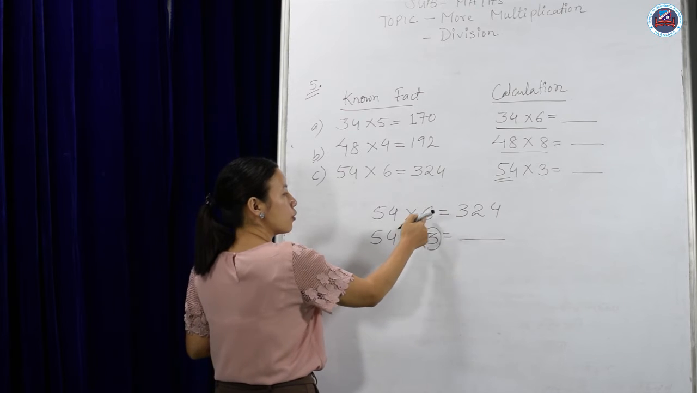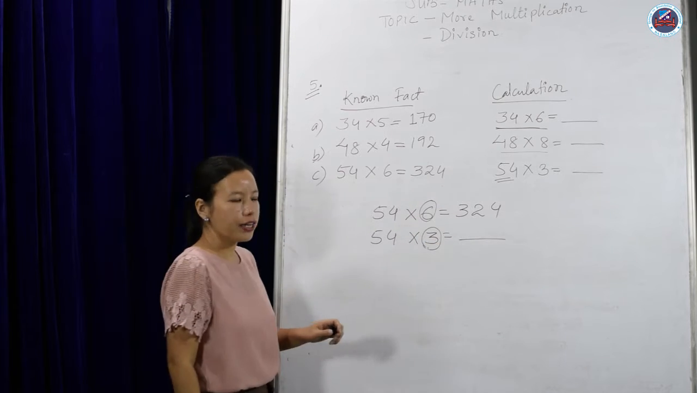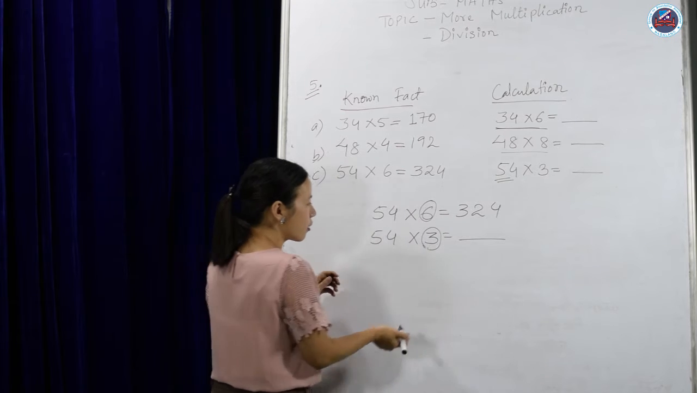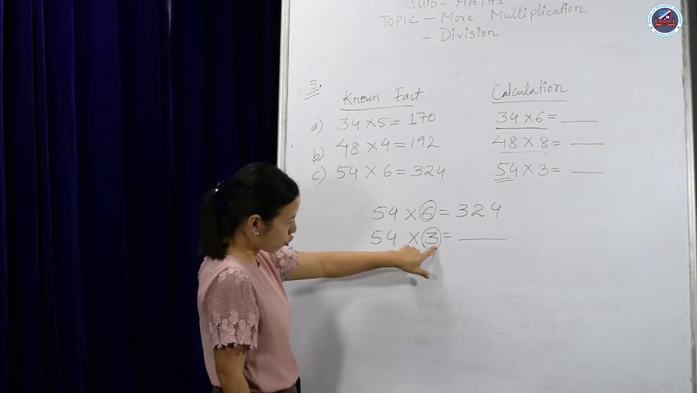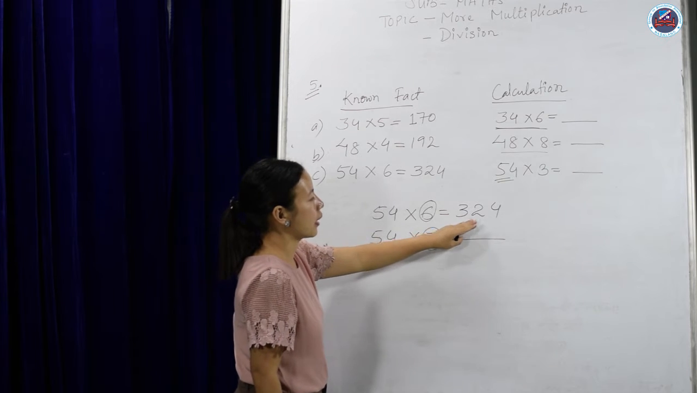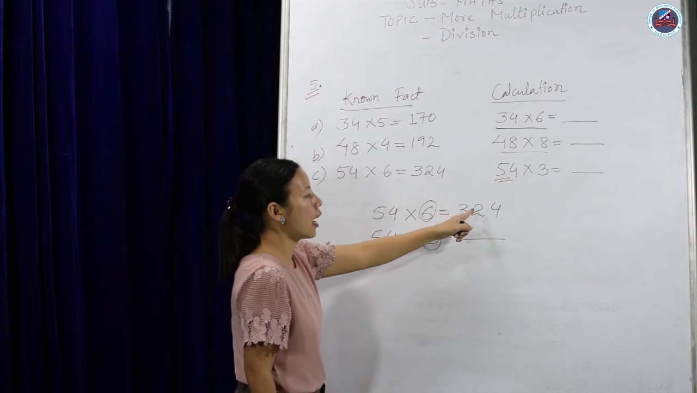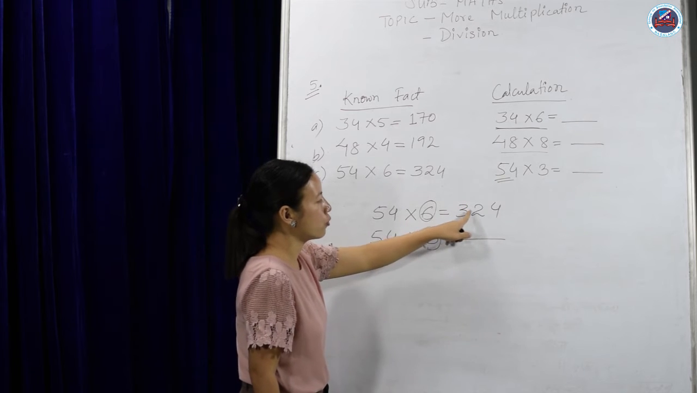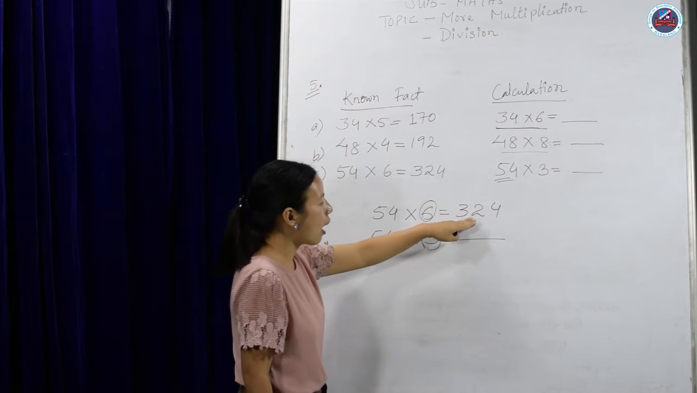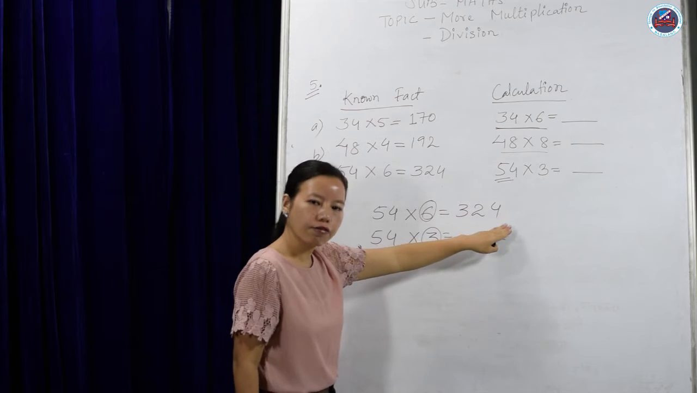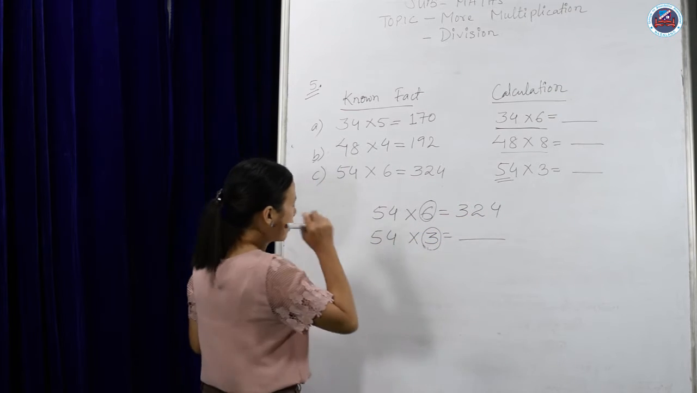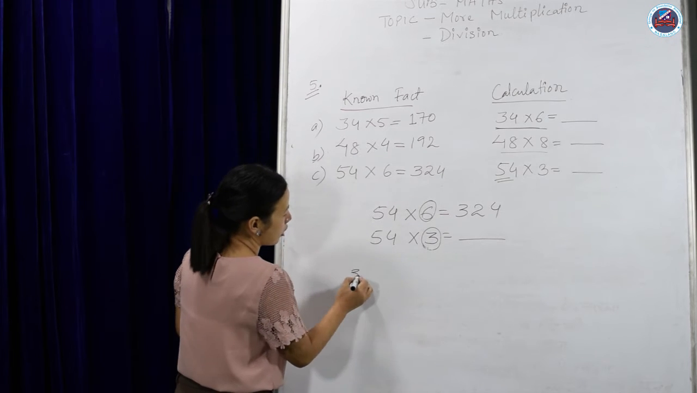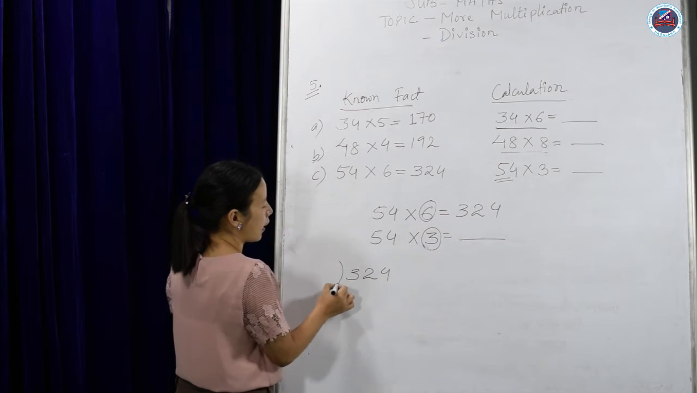I know that when I look at this 6 and this 3, half of 6 is 3, right? So what I'm going to do to get the answer, since half of 6 is 3, is I'm going to find half of this 324. So to get the answer, we have to divide it by 2 to get the half of this 324. Alright? So how do we do? To get the half, what we have to do is simply divide it. That is 324, you divide it by 2.